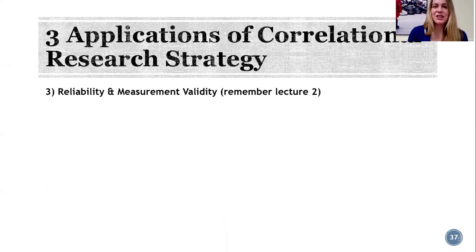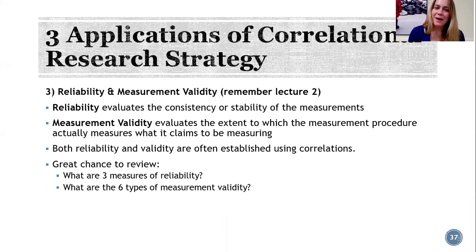So the third application for correlational research strategies is that correlations allow us to establish reliability and measurement validity, which we talked about way back in lecture 2. So if you recall, reliability is all about how consistent or stable a measurement procedure is. This is a lot like what we've been talking about with correlations. Measurement validity evaluates the extent to which a measurement procedure actually measures what it claims to be measuring. And one way we can determine that is by seeing whether scores in one measurement test relate to scores on another test. So both reliability and validity are often established using correlations.